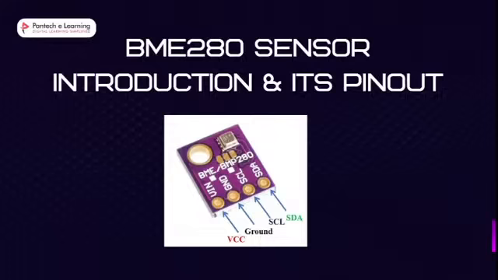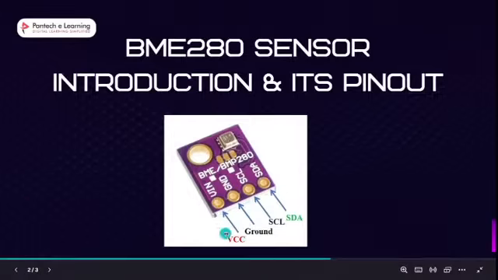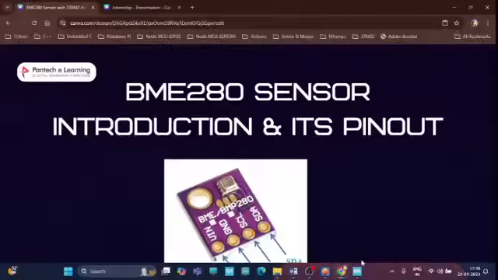So the NUCLEO communicates with the BME280 sensor through the I2C protocol to get the temperature, barometric pressure, relative humidity and the altitude. This is how the pinout will be. You will have 4 pins: one for VCC, another for ground, then clock and data. Now let's move to the project setup.